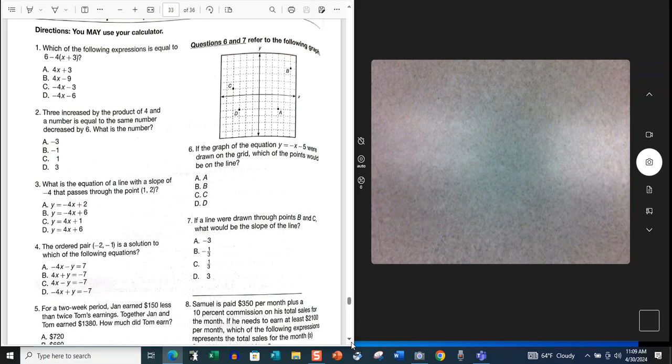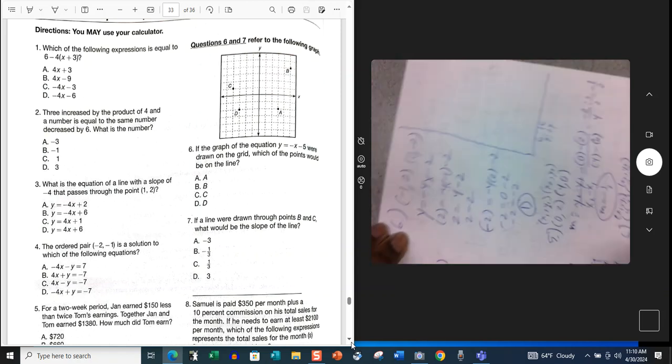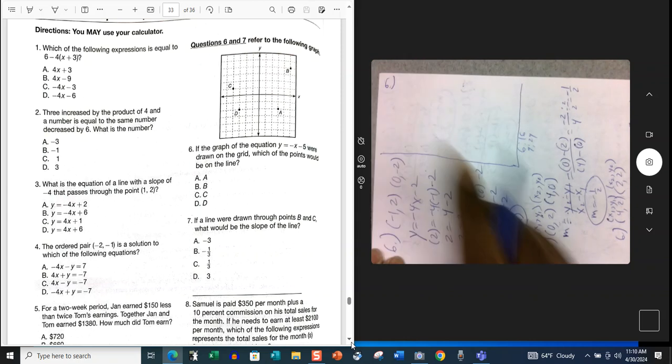It says questions 6 and 7 refer to the following graph. Okay, now if the graph of the equation y equals negative x minus 5 were drawn on the grid, which of the points would be on the line? Okay, so with that being said, we would have to try some of those. So what we would do, let's go to the actual answer. The answer is D. So we would look at the points of D. So this is problem number 6.